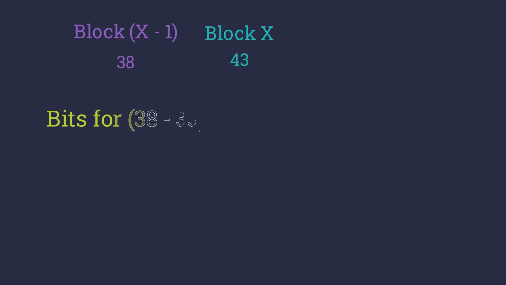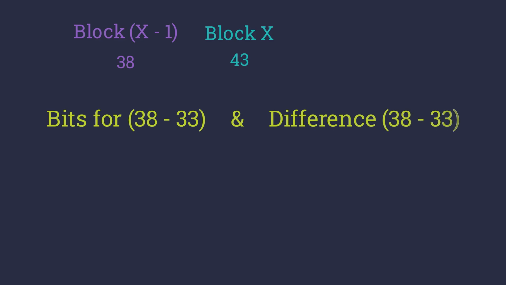Let's see an example. If our DC coefficient is 43, the previous one is 38, this 43 will be stored as the Huffman representation of the number of bits needed to store the difference and the difference itself. You will learn more about Huffman representation in just a few minutes. For now, the binary string becomes 100, that is the Huffman representation of 3, the bit length, followed by 101, the binary representation of the difference itself, 5.